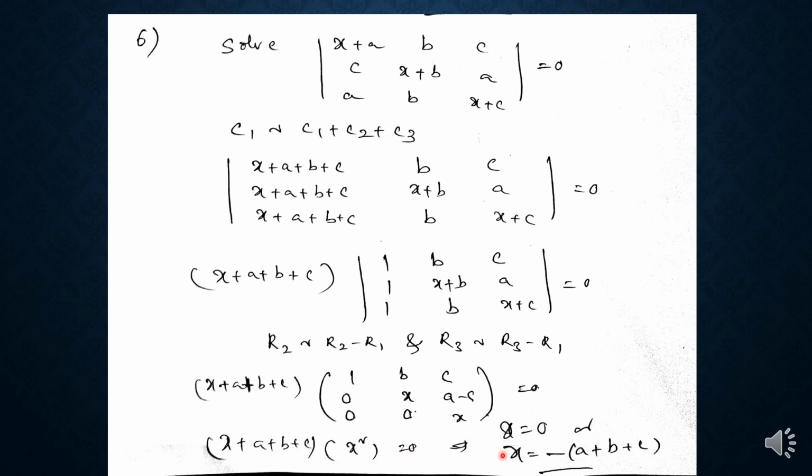Either x is equal to 0 or x is equal to minus of (a plus b plus c). If x plus a plus b plus c is equal to 0, we can write x is equal to minus a minus b minus c, that is minus of (a plus b plus c). So thus we can find the value of x here.